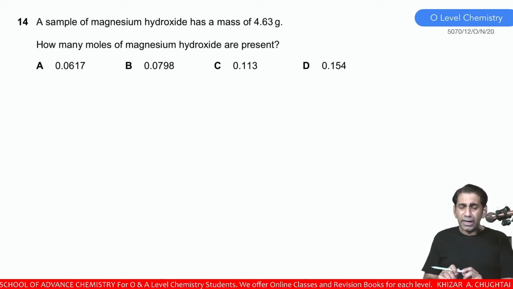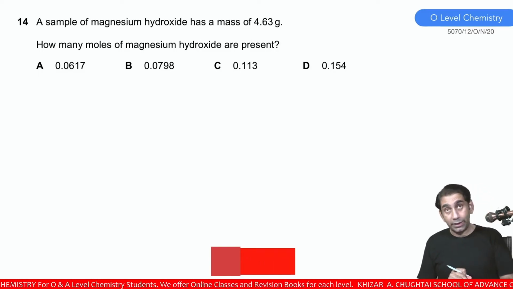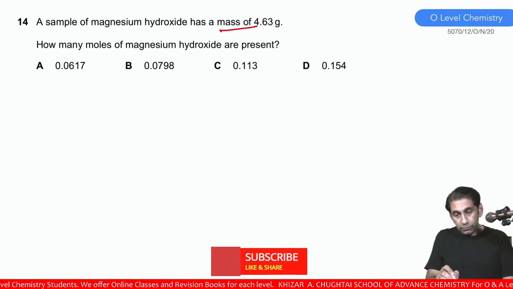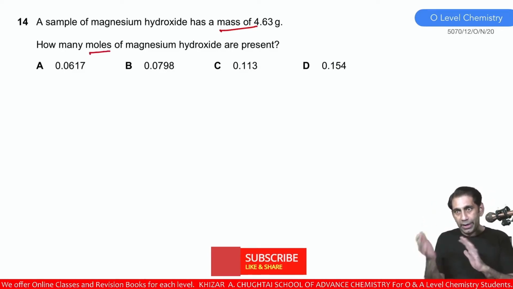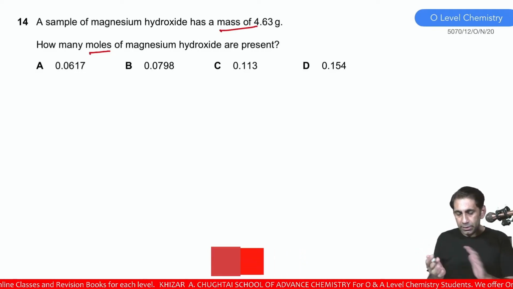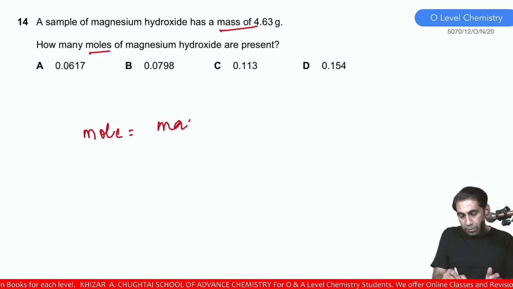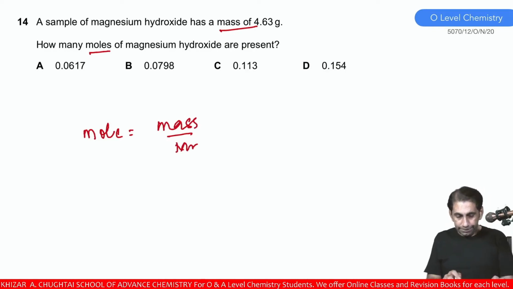A sample of magnesium hydroxide has a mass of 4.63 g. How many moles of magnesium hydroxide are there? You have the mass and you are going to find the moles. What is the formula relating mole and mass? Mole equals mass over Mr.